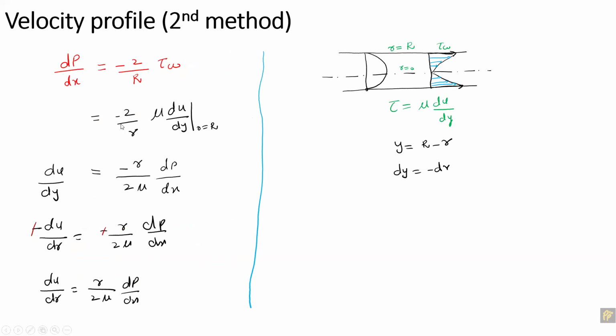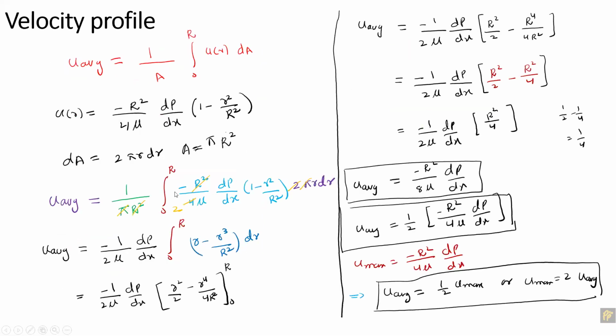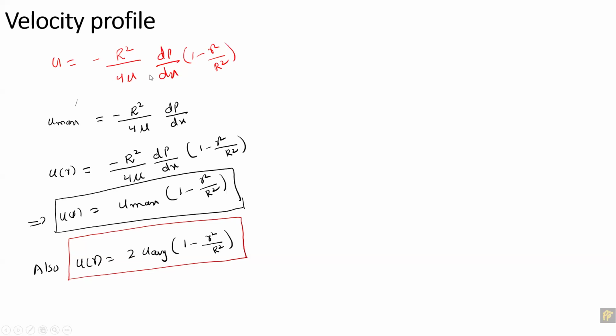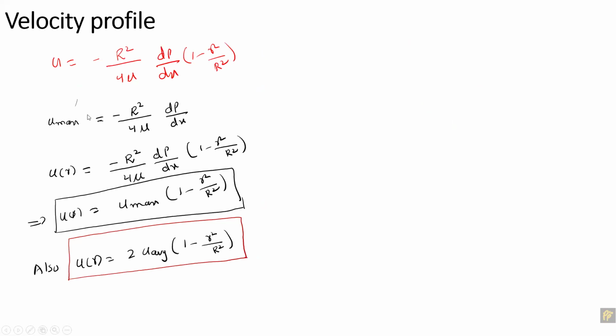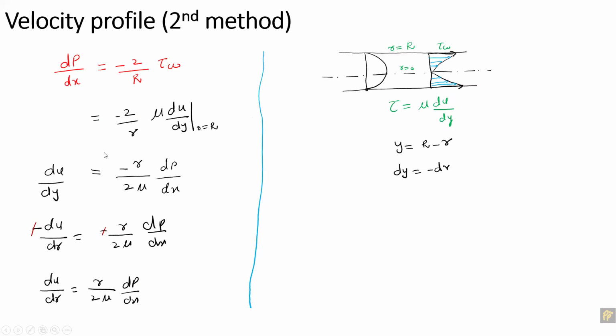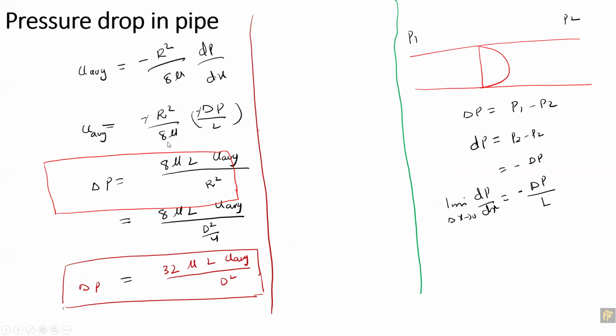In a similar way, like we have the equation dp by dx equals minus 2 upon R times the wall shear stress, you can find out the velocity profile, the same equation, from this equation up to this point. So you can also find it out from this equation very easily. And then you have to do these steps again, like you have to find out the maximum velocity and the U average. So the same formula you can also get. Okay.